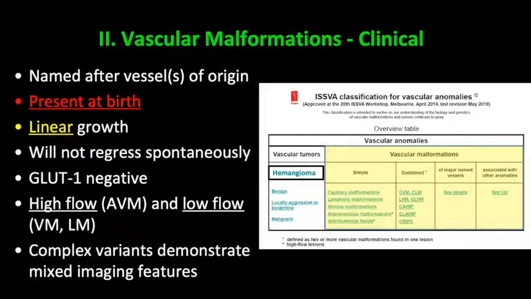So these are GLUT1 negative, they're not neoplasms, and they can be broadly classified as high flow and low flow lesions, and pretty much anything with an A in it, meaning with an arterial component, is going to be a high flow lesion, whereas the rest of these will typically be low flow lesions.